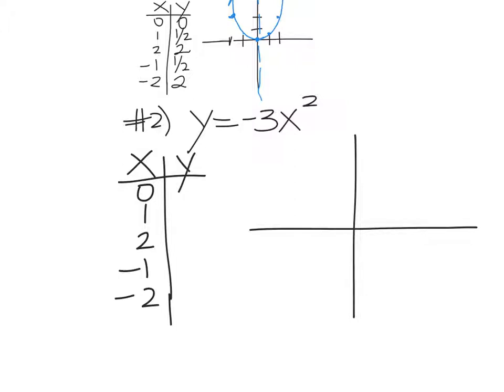So let's plug in 0. 0 squared is 0 times -3 is 0. Plug in 1. 1 squared is 1 times -3 is -3.